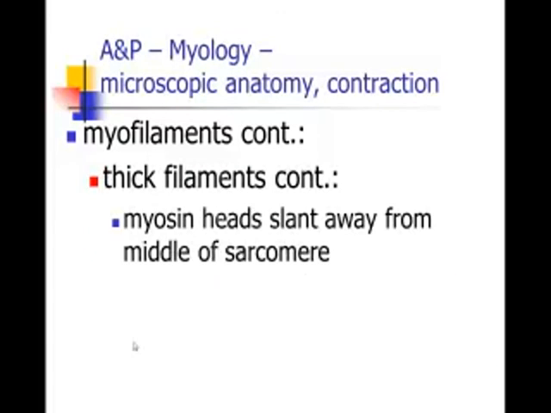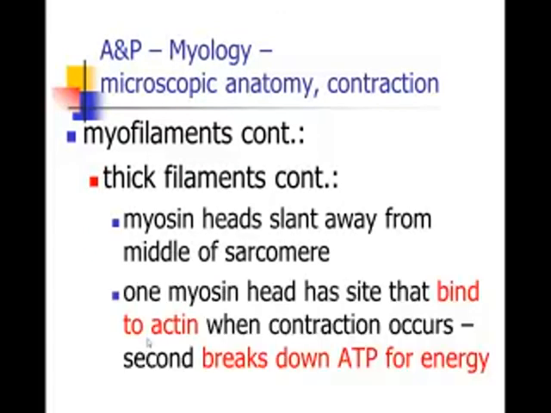So myosin heads are going to slant away from the middle of the sarcomere, and there's going to be a site where the myosin head bonds to the actin when the contraction occurs, and then there's a second site where ATP is broken down to release energy to allow for the movement.